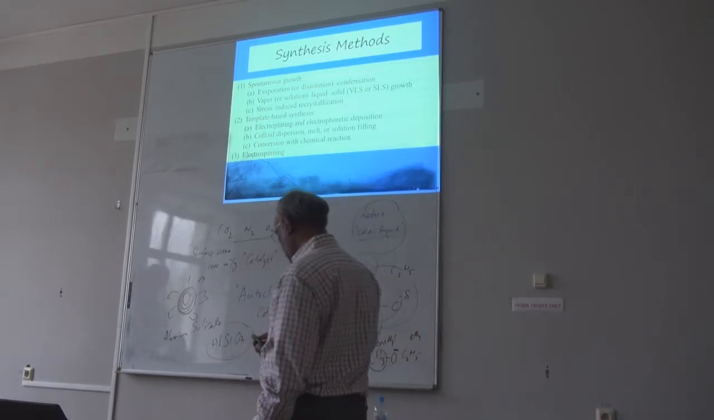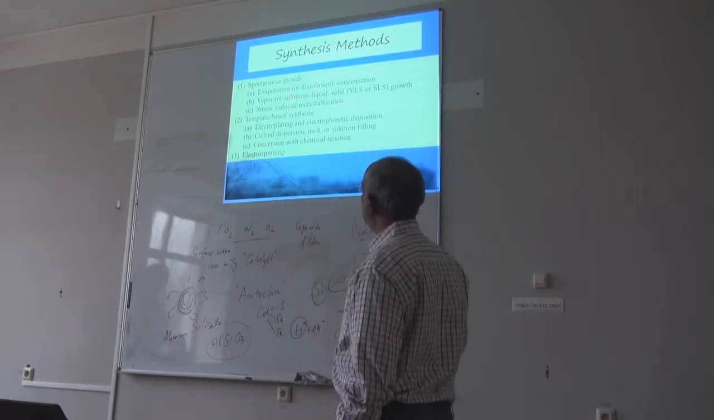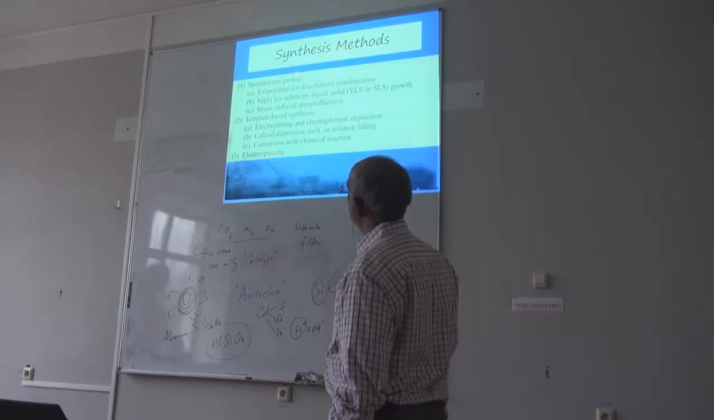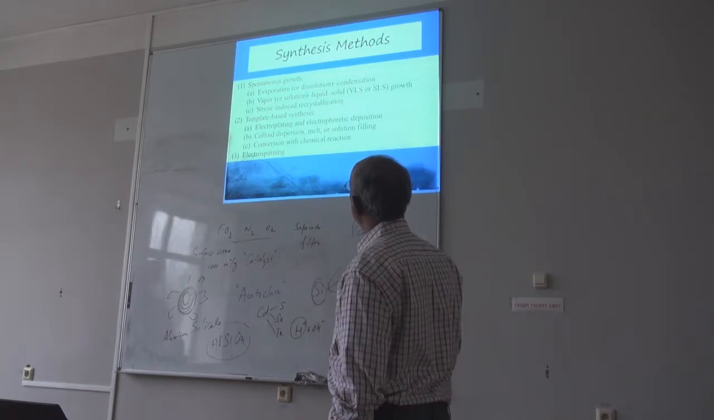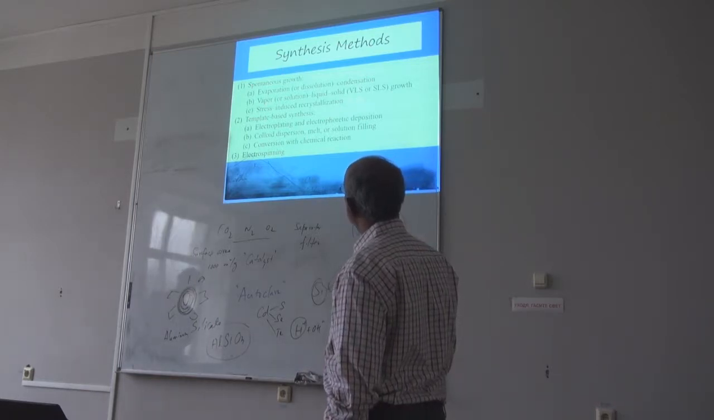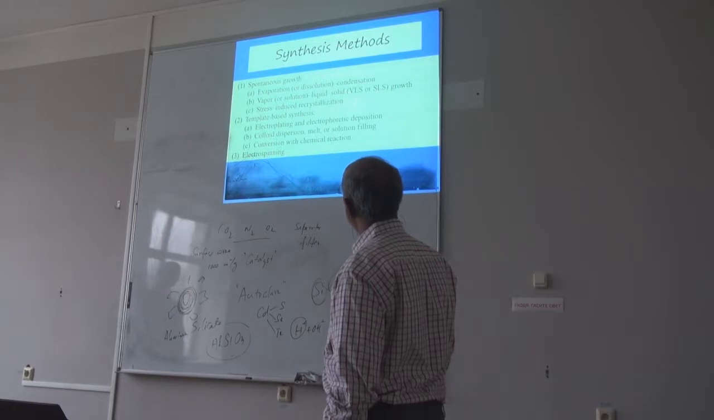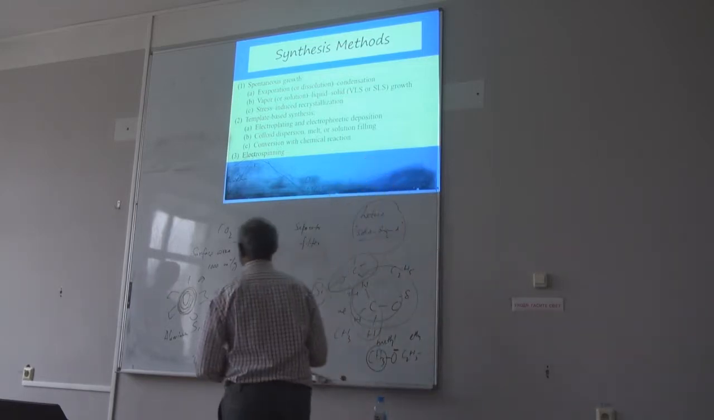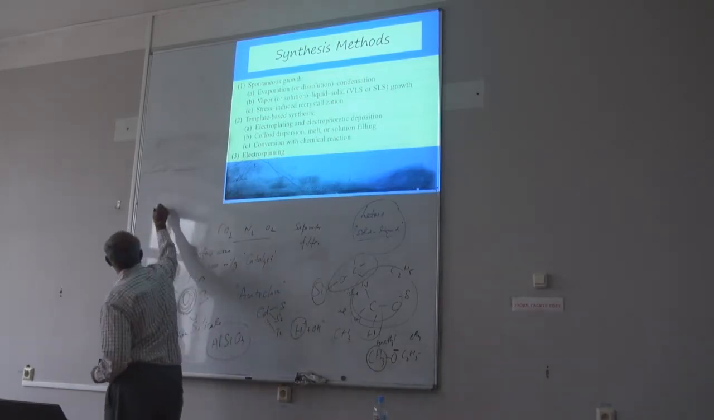So when you want to make nanowires and nanotubes, there are three techniques we use. Something called spontaneous growth. This is the most important one. We call it VLS growth. This is vapor, liquid, solid growth. This is the most famous one, VLS.